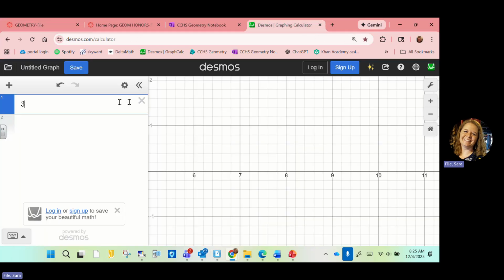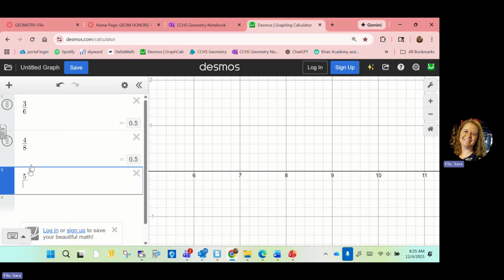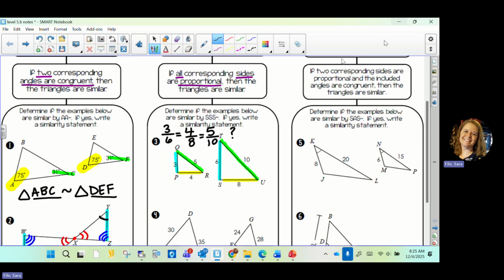What was it? 3 over 6. 4 over 8. 5 over 10. Are they all the same? Yeah, they're all 1/2. Now, some of you probably noticed that before doing it in the calculator, and that's great. If you can do it in your head, fantastic. If you can't, use Desmos. Okay, all of these reduce to 1/2.